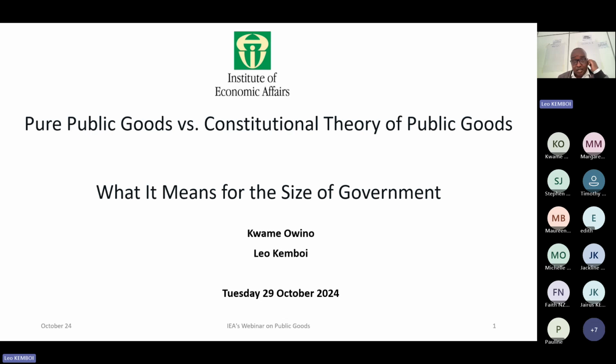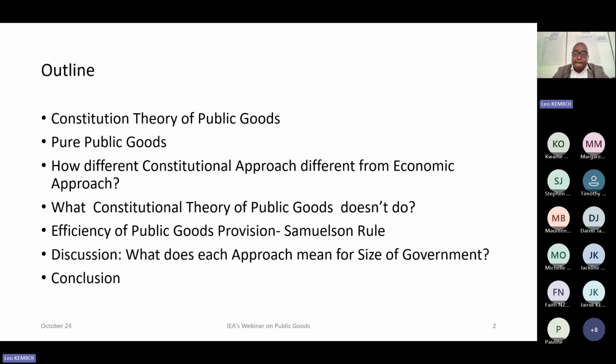The focus of today's conversation will be on pure public goods versus the constitutional theory of public goods and what it means for the size of government. So that will be generally the outline. We'll look at what the constitutional theory of public goods is, what the pure public good definition in economics is, how different the constitutional approach is from the economic approach, and then the efficiency question, and then we come to the discussion part.